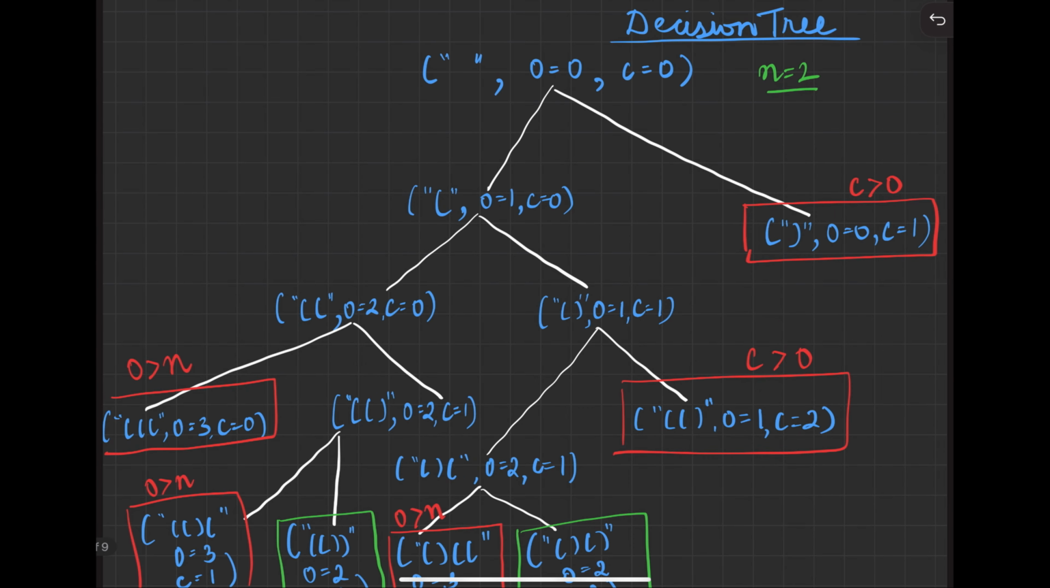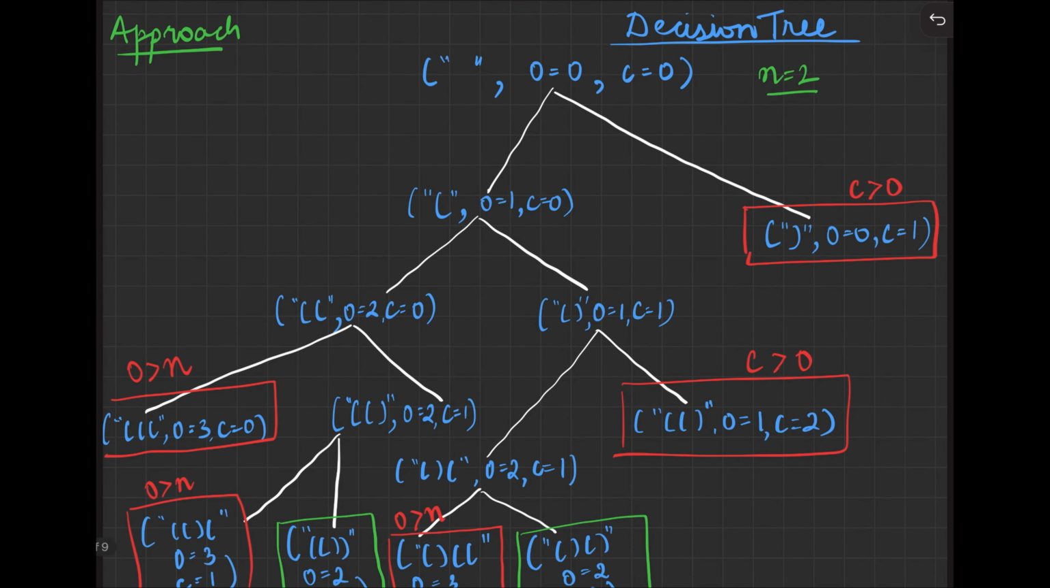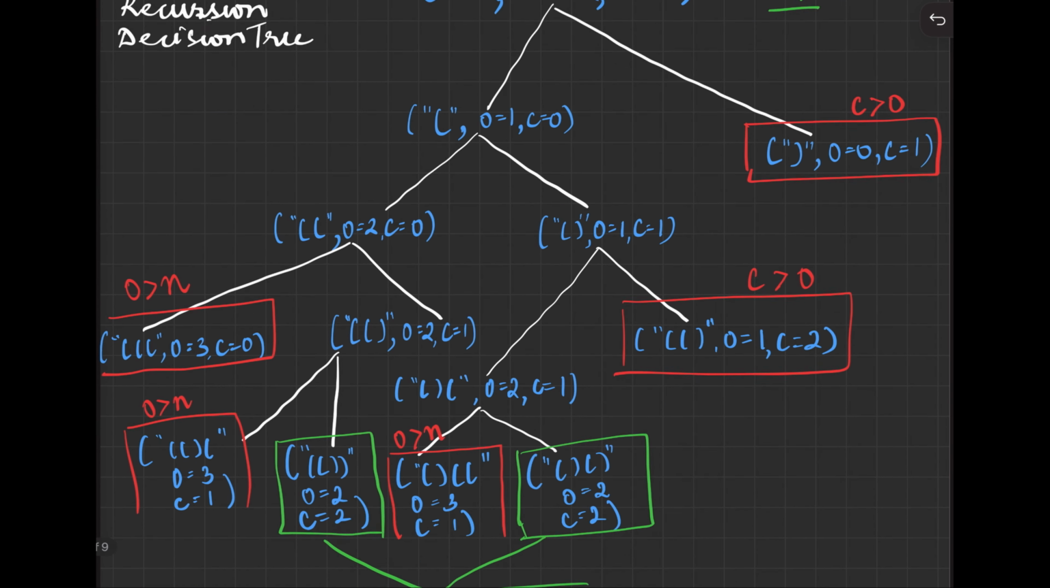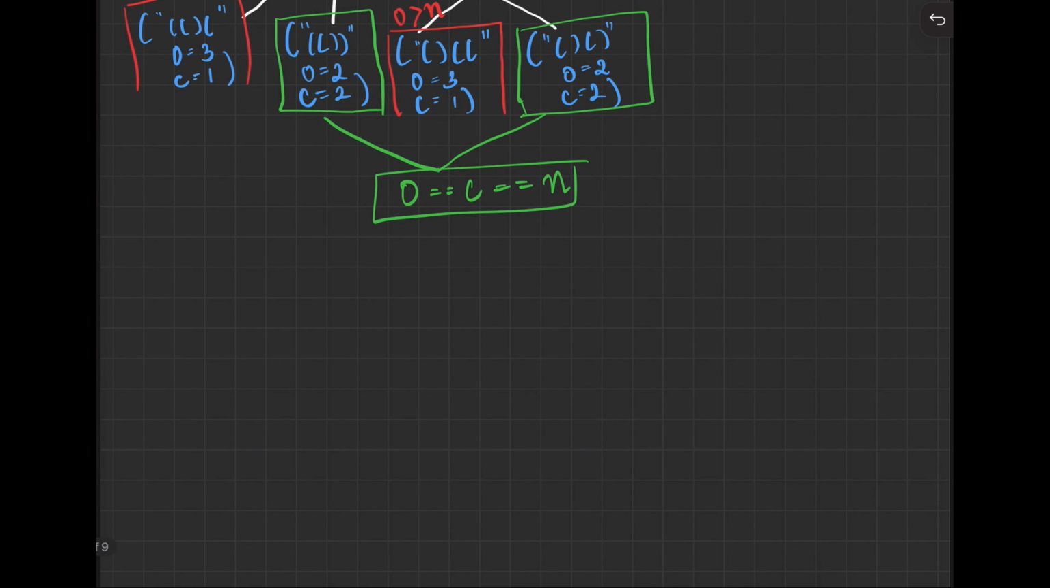Okay, with that, we have finalized our approach. We intuitively translated making a decision of adding either an open brace or a closed brace into a decision tree. And this also finalizes our approach. We can use a recursion based approach, backed by a decision tree. Let's now move on and look at the code.